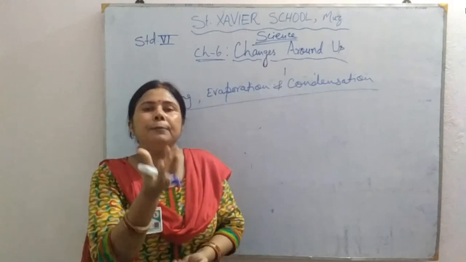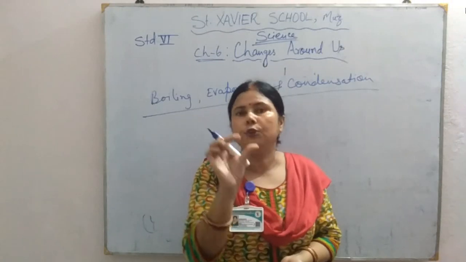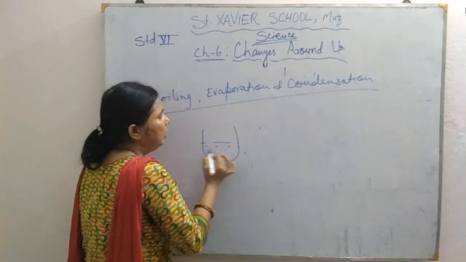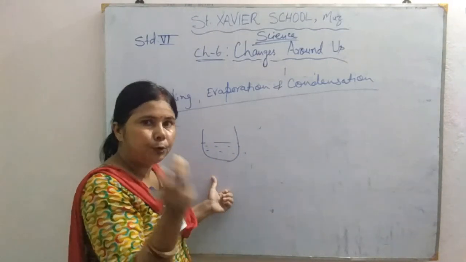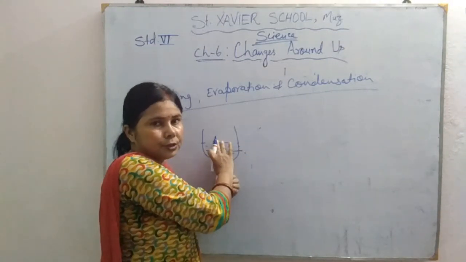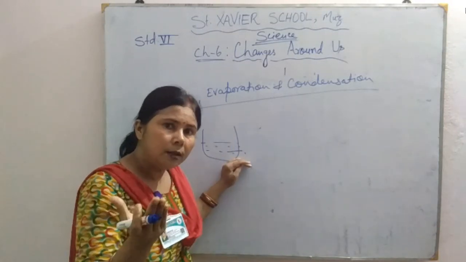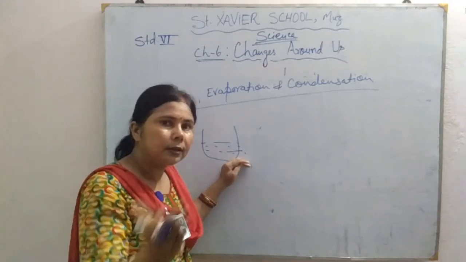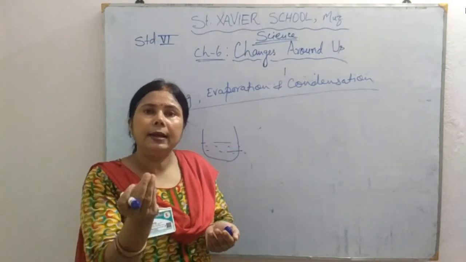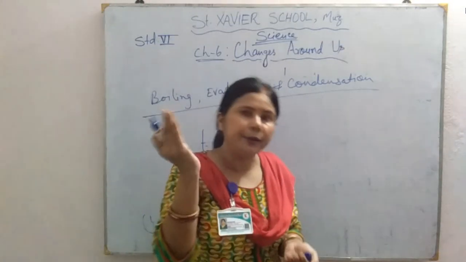Again, children, take some warm milk and put some curd into it and leave it overnight. In a container, we will keep lukewarm milk, and then put some curd into it, and leave this milk overnight. What will happen? It will change to curd. And can you convert curd into milk? No. So making curd is an example of which change? Chemical change. Because a new substance is formed, it cannot be reversed back.